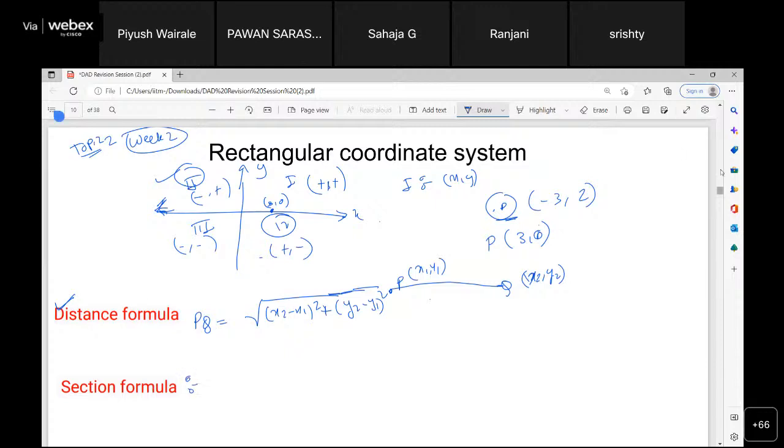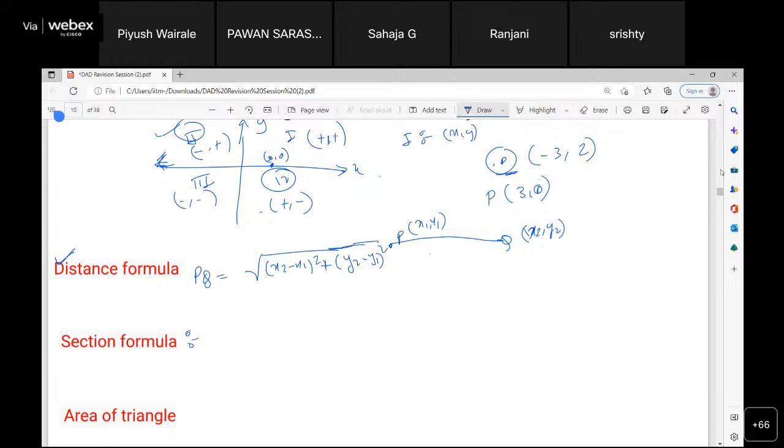Suppose I have a line PQ, with P at x1, y1 and Q at x2, y2, and a point R at x, y dividing it in the ratio m is to n. Then what is the value of x and y, if the point R divides the line PQ in the ratio m is to n?